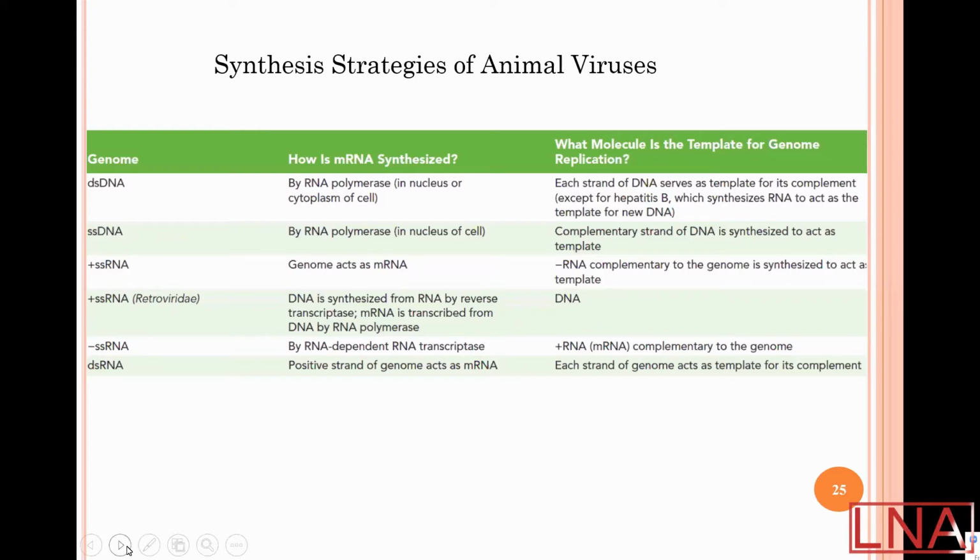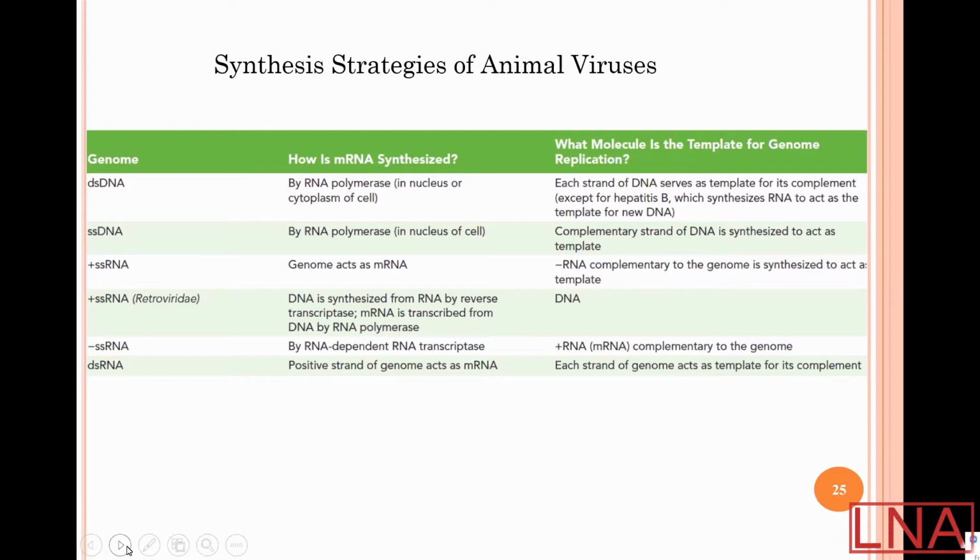That was double-strand DNA. For single-strand DNA, mRNA is synthesized by RNA polymerase in the nucleus of the cell. And a complementary strand of DNA is synthesized to act as a template for genome replication.